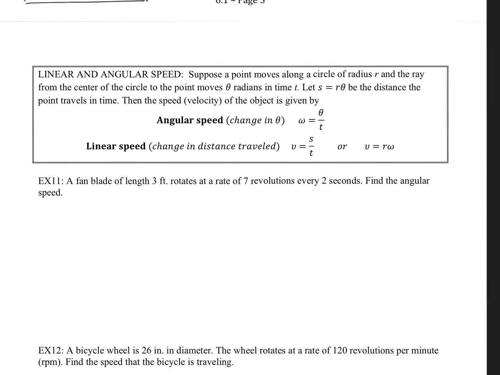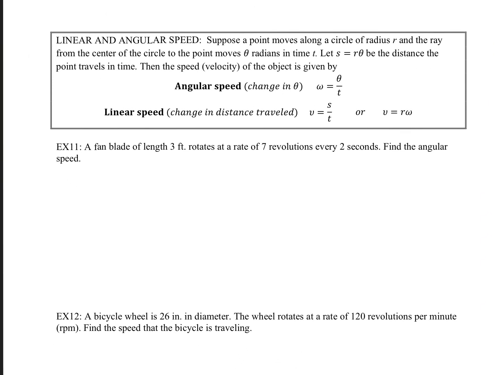Okay. Now, I believe it's the last concept for this section, linear and angular speed. Suppose a point moves along a circle. Let me go ahead and draw a picture. So we have a little point here, and he's moving along a circle of radius r, and we've got the ray from the center of the circle to the point, to wherever that point has been moved to.